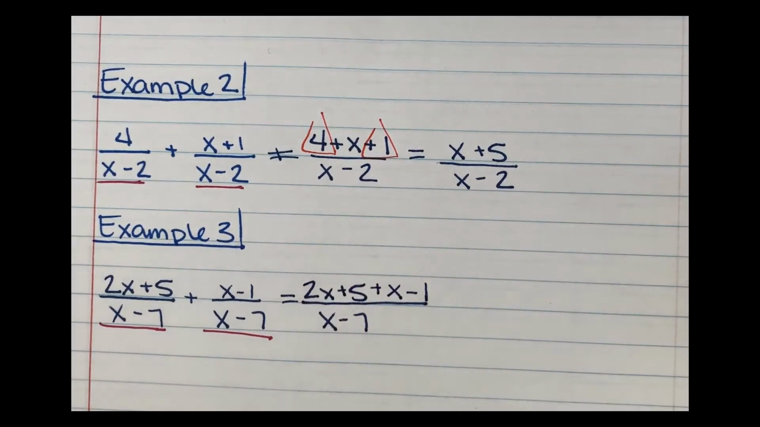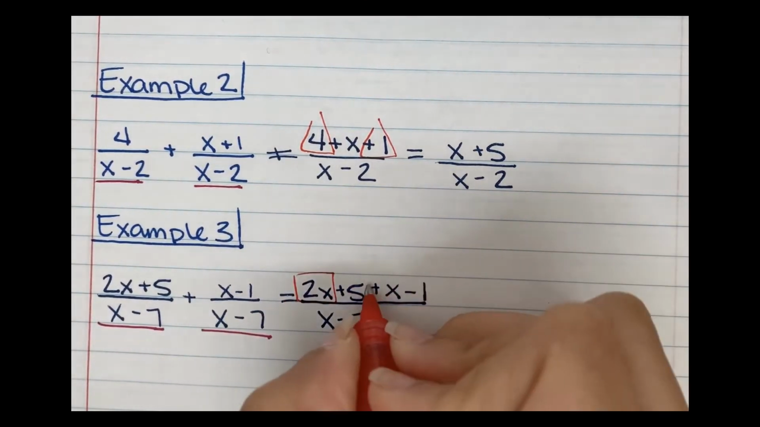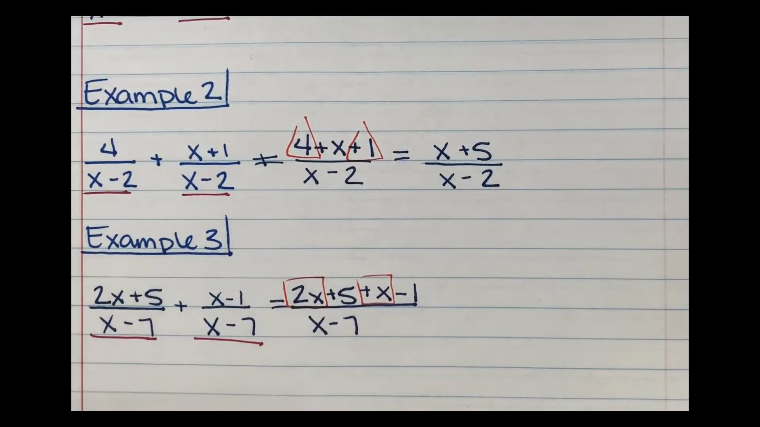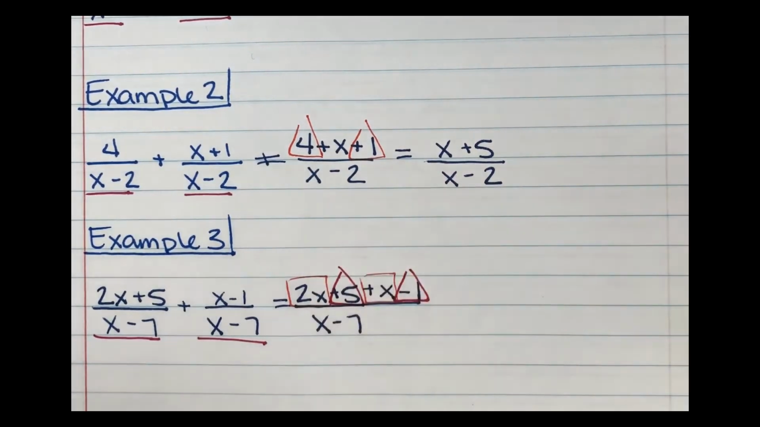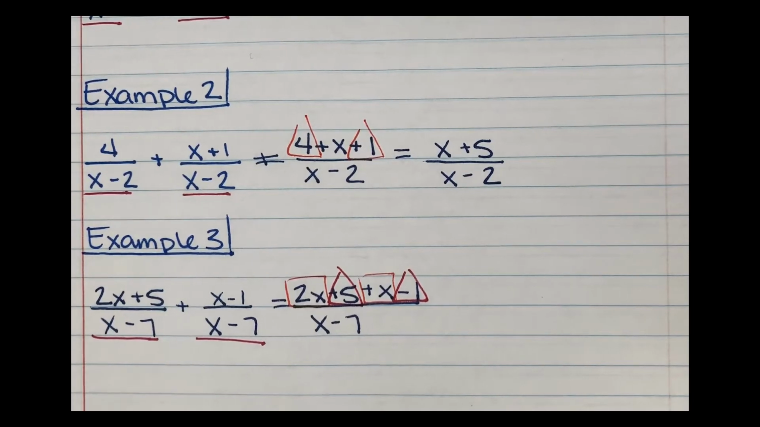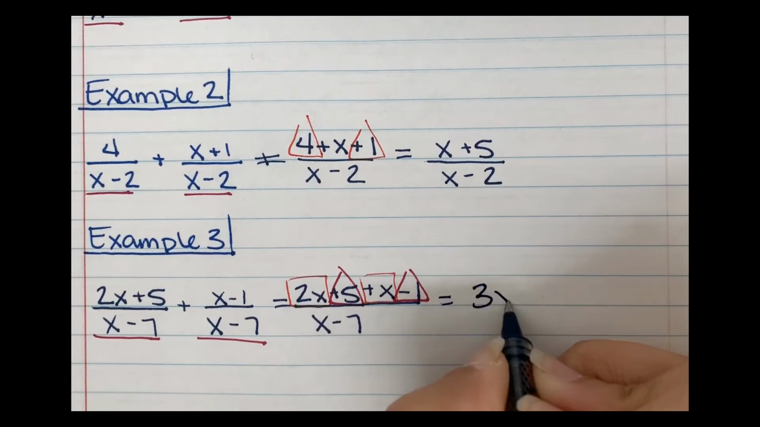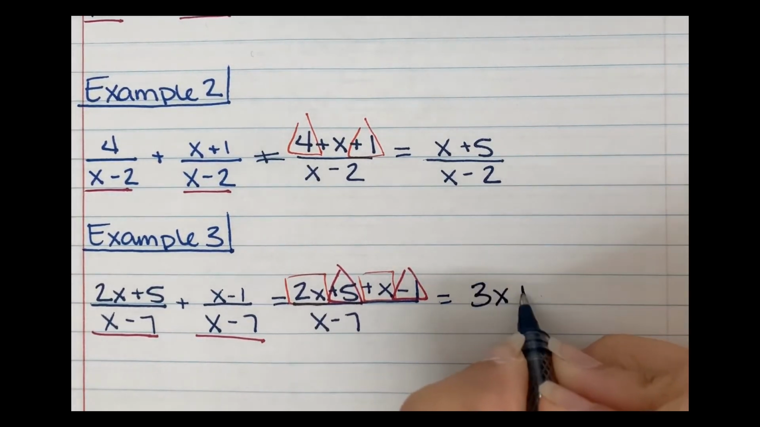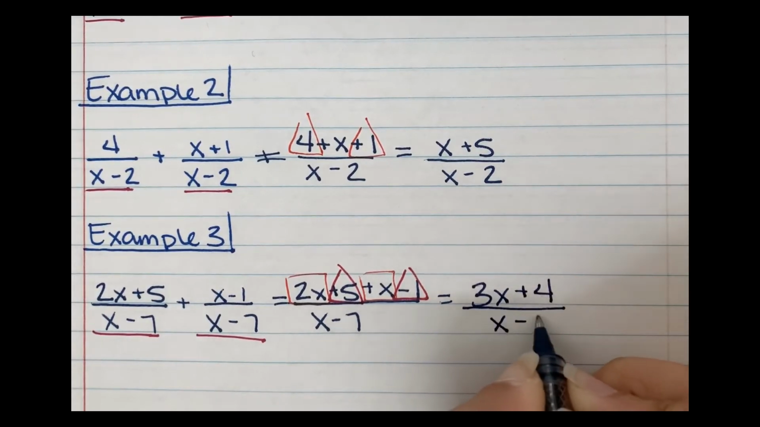Now, just like with the last one, we're not done yet because we have some like terms. Here are our x terms, and here are our constant terms. So let's add our like terms together. We have 2x plus x, which will give us 3x. And we have 5 minus 1, which gives us plus 4 over x minus 7.